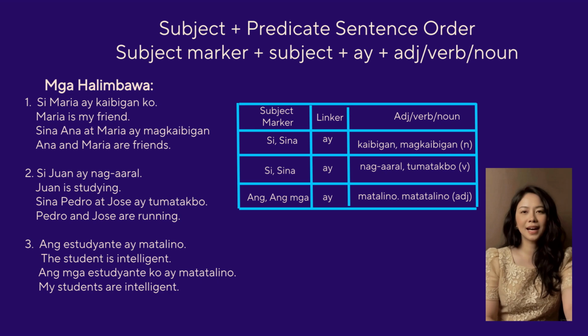Number 3, ang estudyante ay matalino. Ang mga estudyante ko ay matatalino. For the sentence format here, we used ang as the subject marker, introducing estudyante. For the plural form, we are using the ang mga estudyante. We still use the I linker and we use matalino as an adjective and the plural form matatalino.